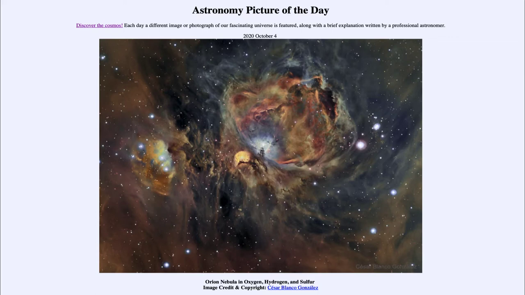One of the things that I like to do in each of my introductory astronomy classes is to begin the class with the astronomy picture of the day from the NASA website that is apod.nasa.gov/apod. And today's picture for October the 4th of 2020, well, it is titled Orion Nebula in Oxygen, Hydrogen, and Sulfur. So what do we see here?